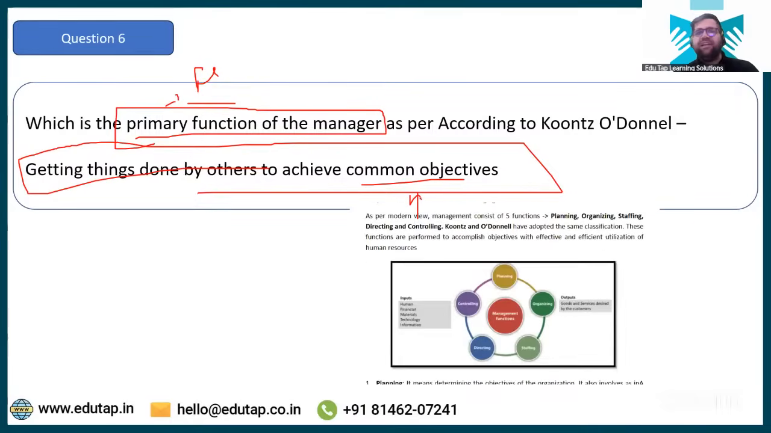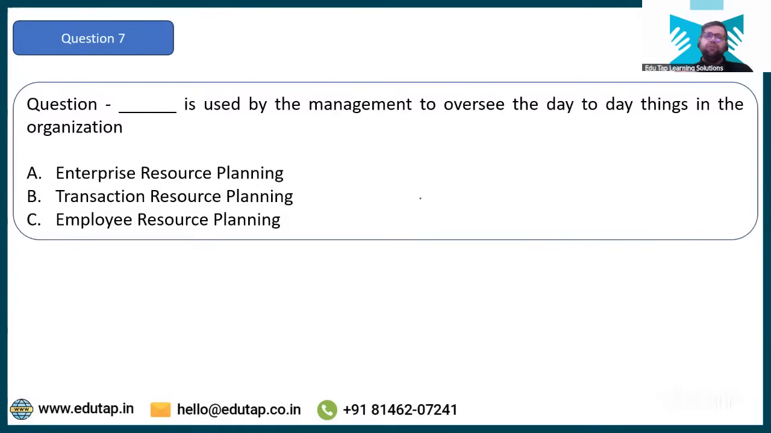Moving forward, this again was beautifully covered in our course. Question number 7. ERP is used by management to oversee day-to-day things in organization. The answer is quite simple over here. ERP, Enterprise Resource Planning. Enterprise Resource Planning basically means that you are bringing all the resources on one table, like HR, financial, you have accounts resource and whatnot. So there is one software which goes by the name of ERP, right? So answer over here will be option number A, which is enterprise resource planning.